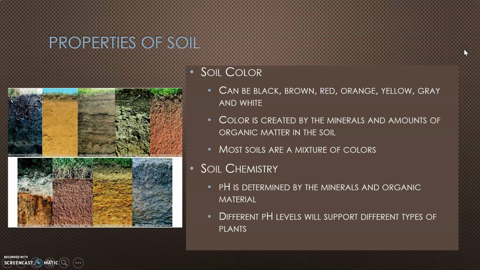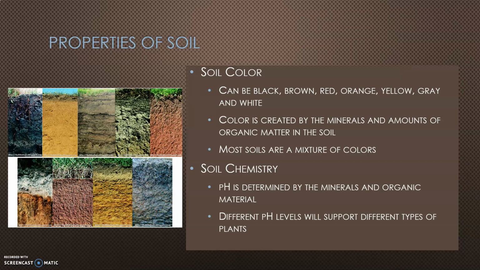So, properties of soil. Soil can be very different colors. It can be all the different colors over here in the picture, depending on where you're located and what materials or nutrients are in your soil. It can range from black, brown, red to orange, yellow, gray, and even white. The color is created by the different minerals and the amounts of organic matter within each of those individual soils. But most soils are a mixture of colors, meaning you'll find multiple colors within each soil.